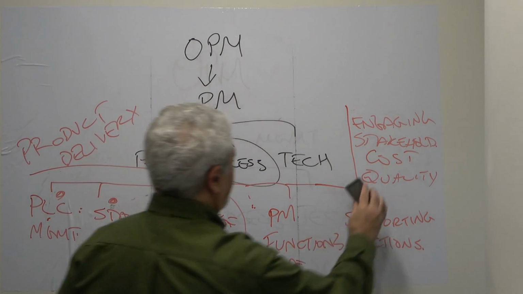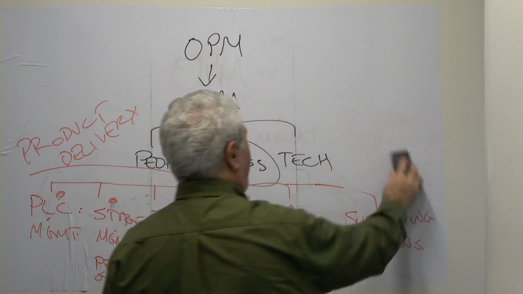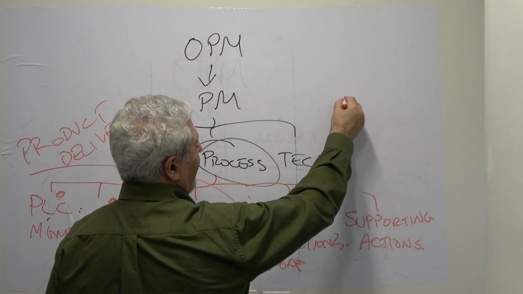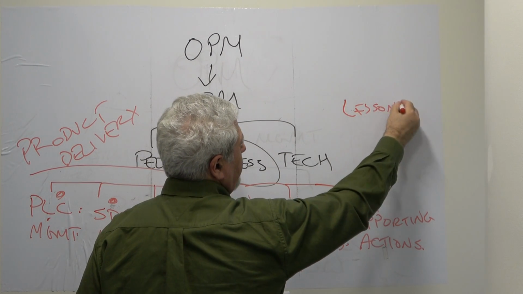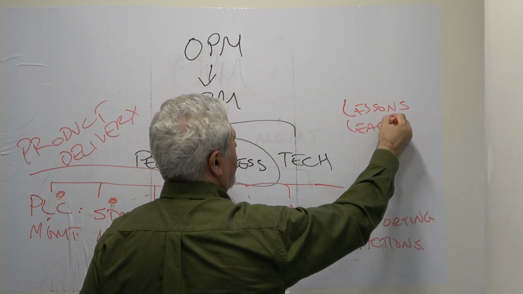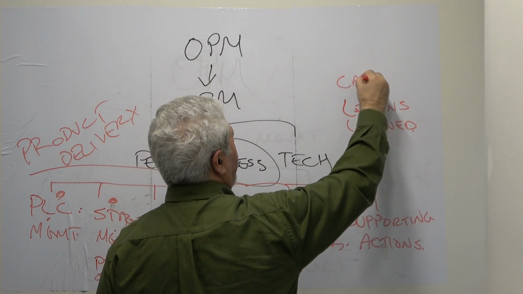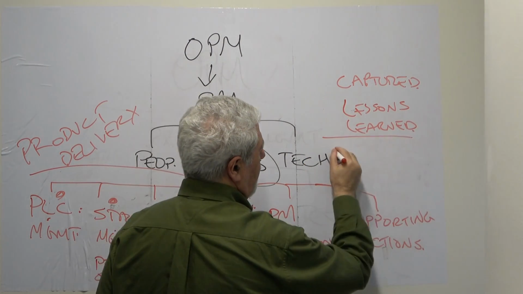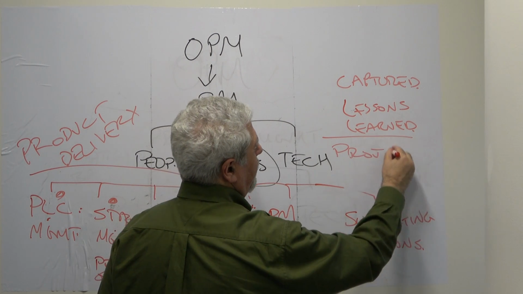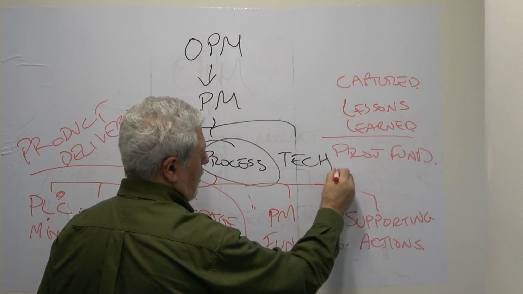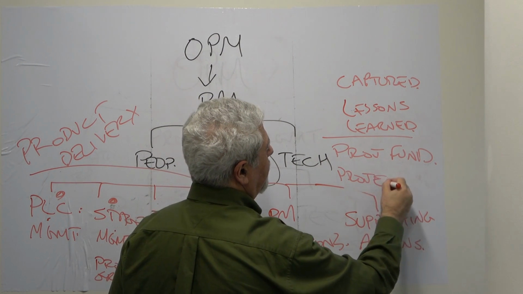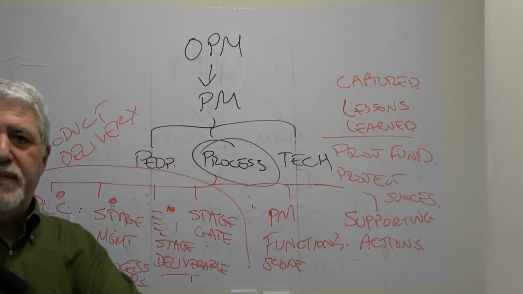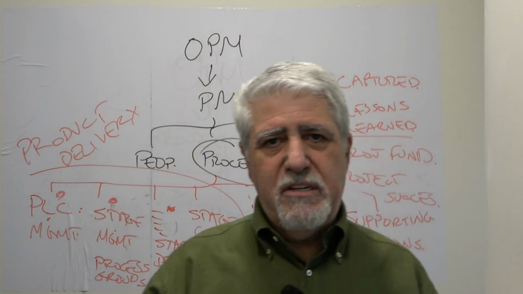Now let me write some of them here. Right now, what we are including in this area under supporting actions is lessons learned, or what we like to call captured lessons. Project funding. Project success. Performance management. Reporting. Performance chart.